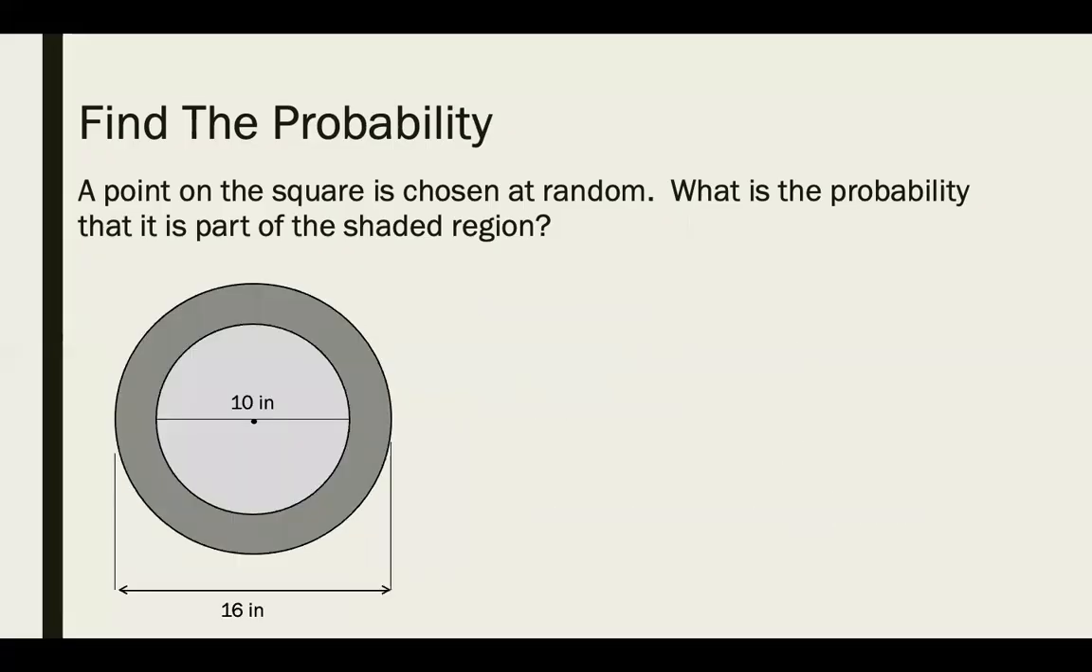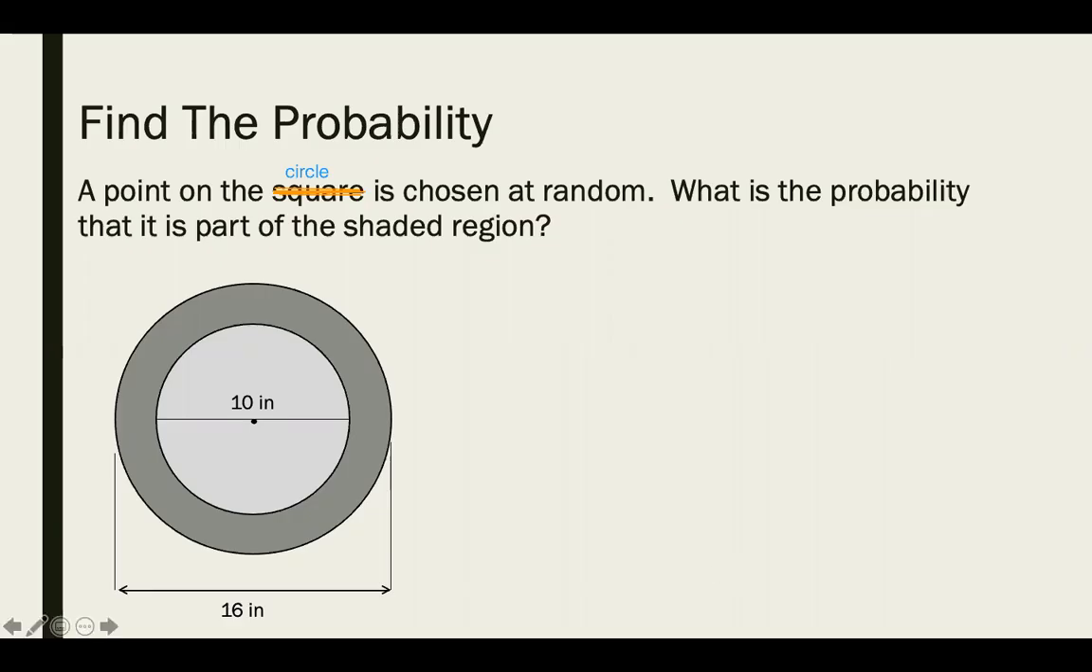All right, one more example. Here we want to find the probability that our point ends up in this shaded ring if the point is in the circle in general. And now I'm noticing right here, I have a typo. We should say a point on the circle is chosen at random. So change that to circle. What's the probability that it is part of the shaded region in general?